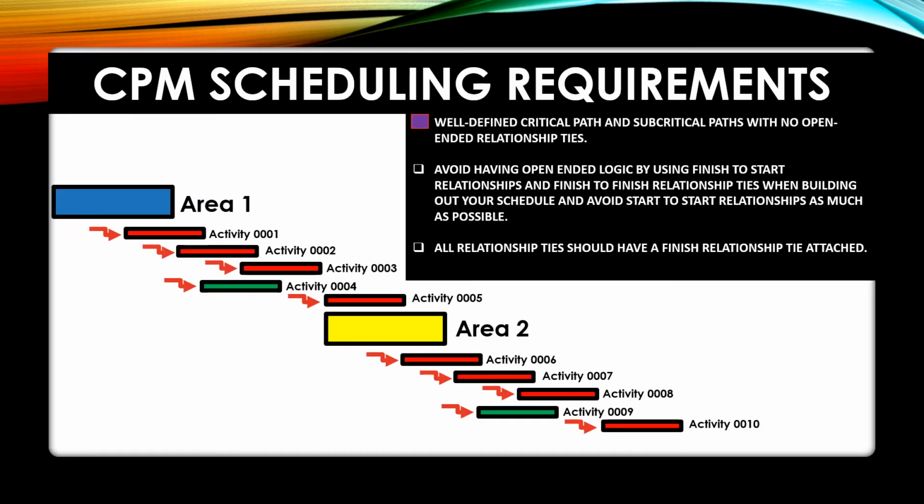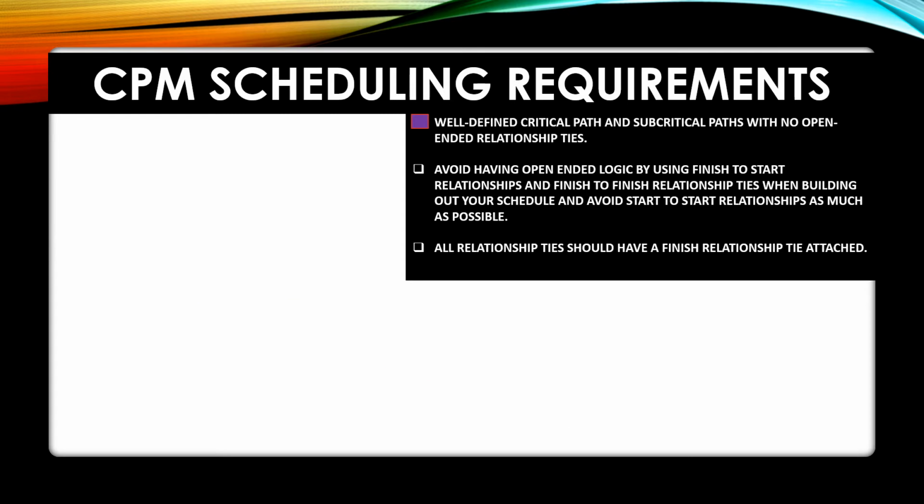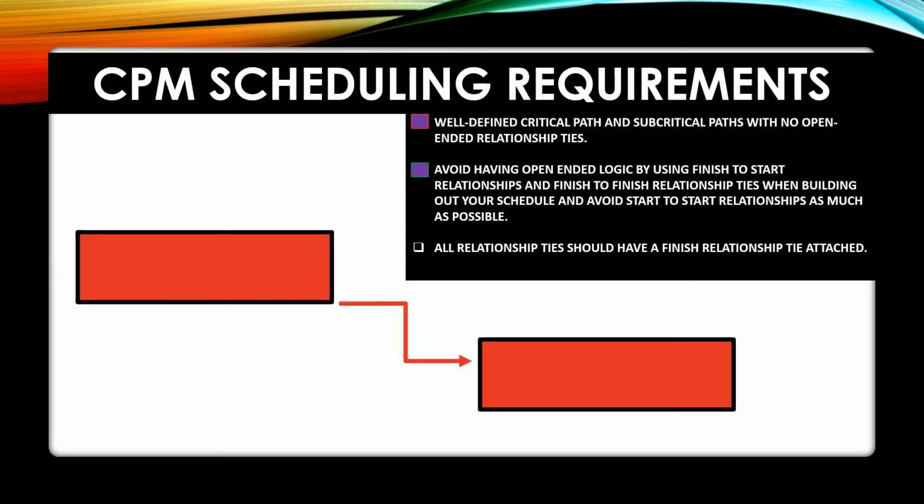First, we'll need to have a well-defined critical path and subcritical paths, which means that we can't have any open-ended relationship ties. To avoid having open-ended relationships, stick with the finish to start relationships, which you will use most of the time on your project anyways, and the finish to finish relationship tie when building out your schedule, and avoid the start to start relationship tie. This is the open-ended relationship tie that will cause issues for you if it doesn't have a finish relationship tie attached.